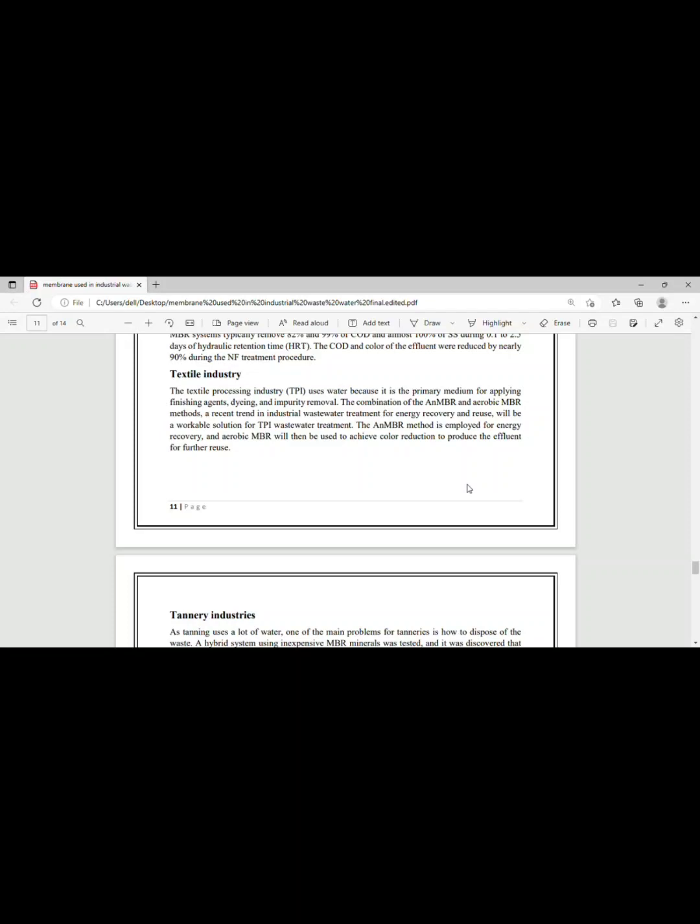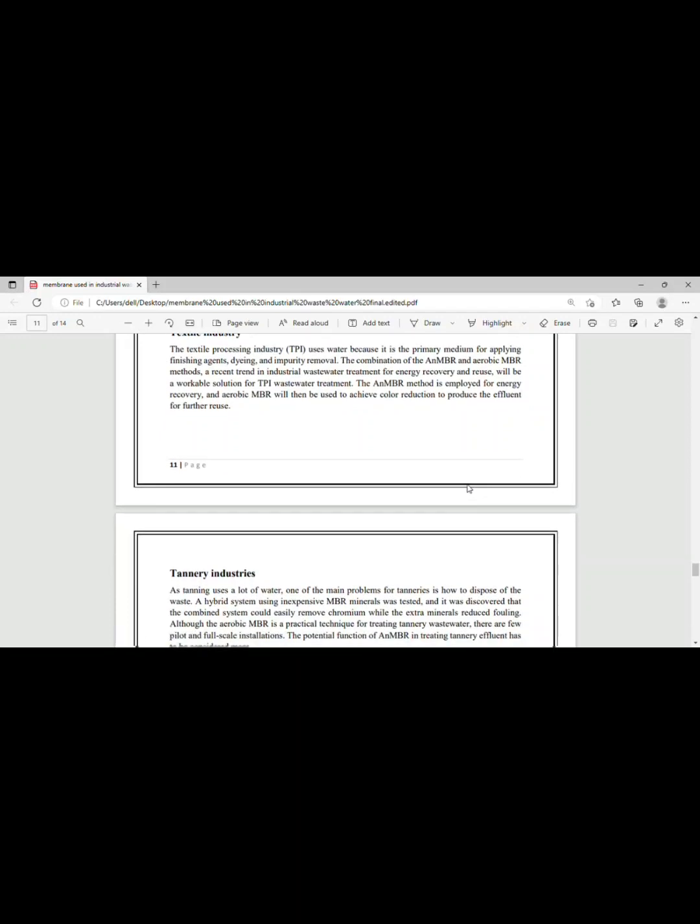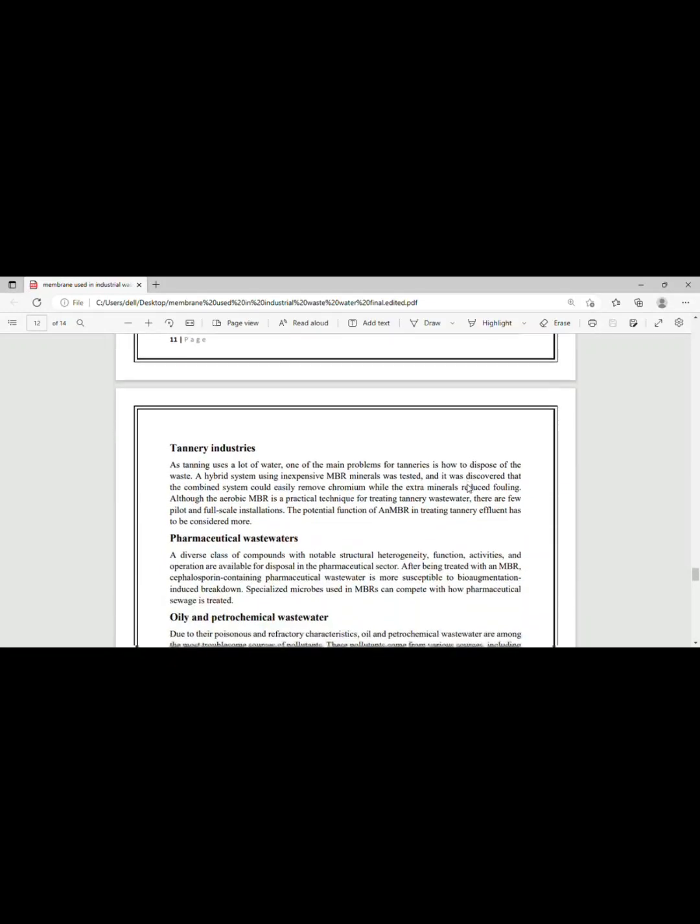energy recovery and reuse, will be a workable solution for TPI wastewater treatment. The anaerobic MBR method is employed for energy recovery, and the aerobic MBR will then be used to achieve color reduction to produce the effluent for further reuse.